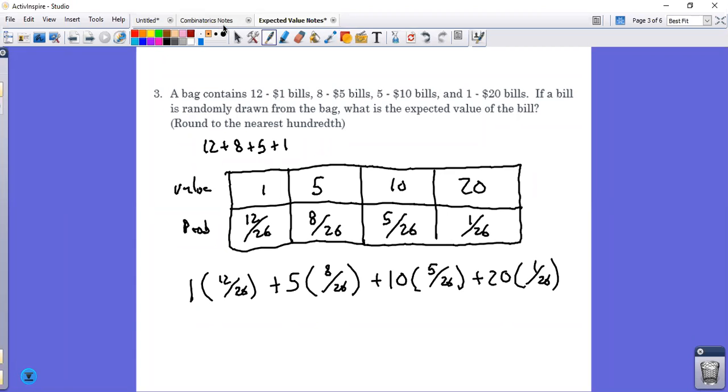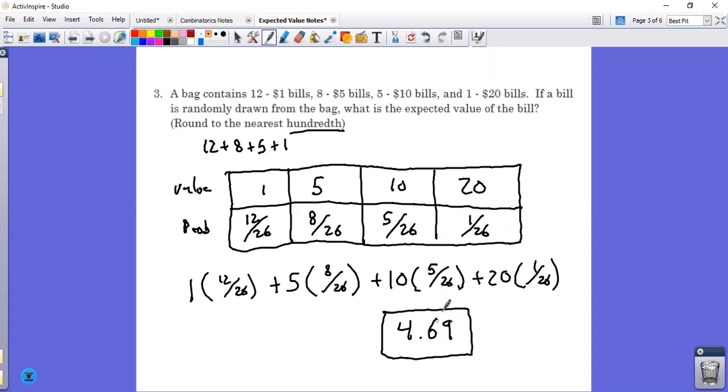And it says round to the nearest hundredth, 2 decimal places, right? So that would be 4.69 for this one. Now, can you reach in and get $4.69 out? No. But if you did this over and over 100 times and figured out the average money that you got out, that would be what it is.